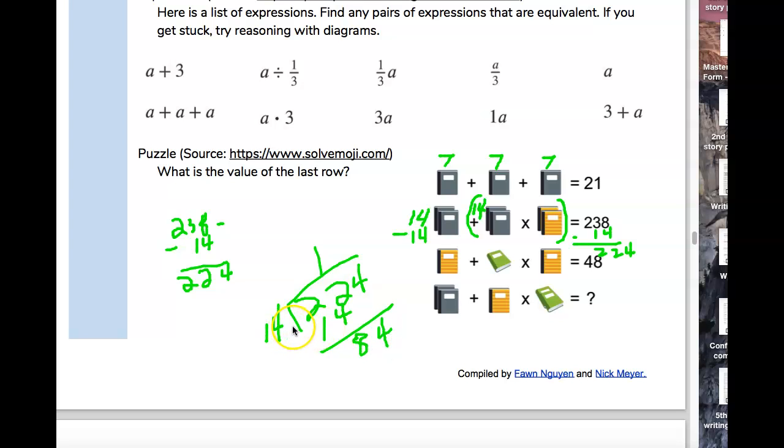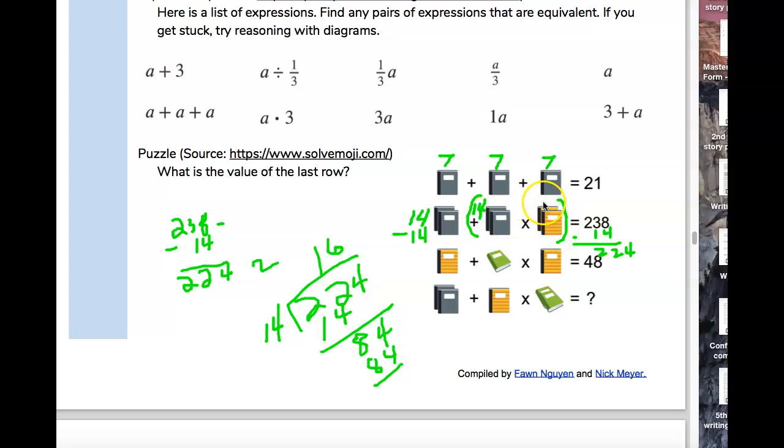4, 5. See, 6 times 4 is 24. 6 times 1 is 6 plus 2 is 8. All right. So we know that all of this is 16. Like this whole thing is 16.